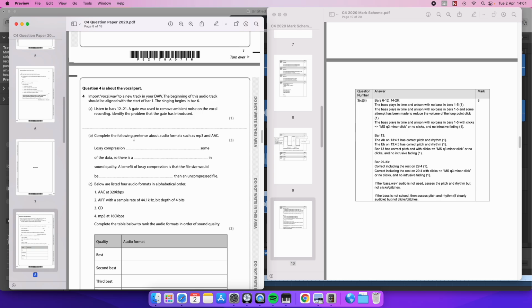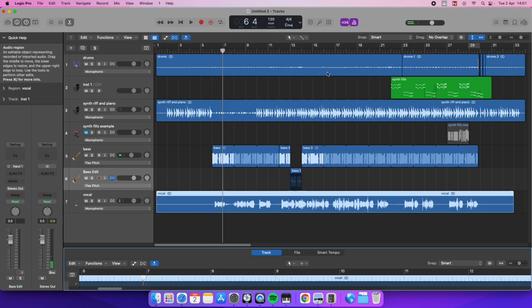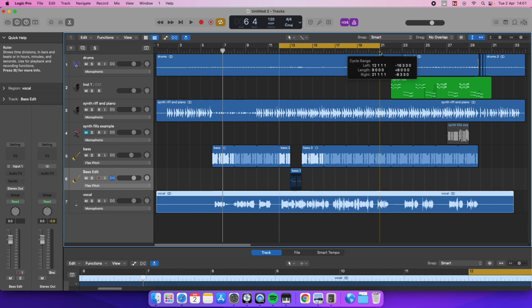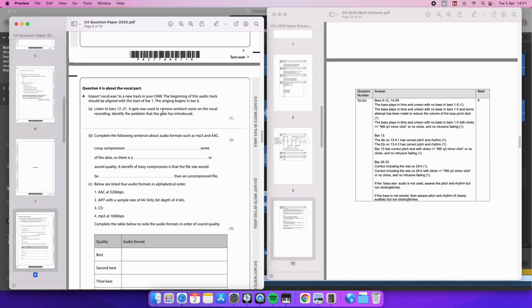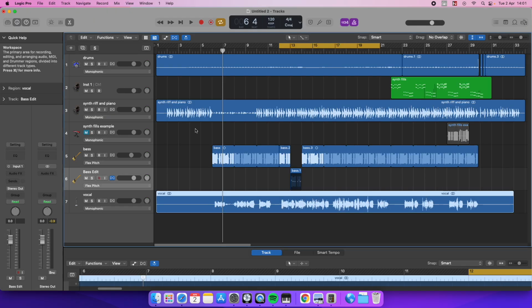Yep. Listen to bars 12 to 21. A gate was used. 12 to bar 21, did you say? A gate was used to remove ambient noise on the vocal recording. Identify the problem the gate has introduced. Let's just solo our vocals here.